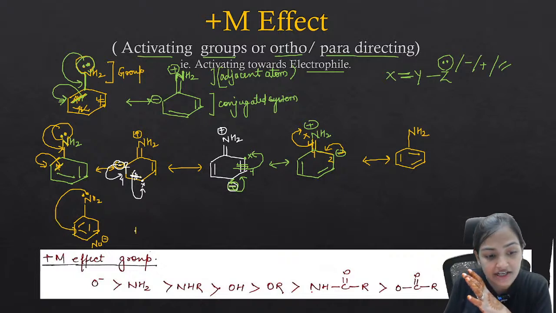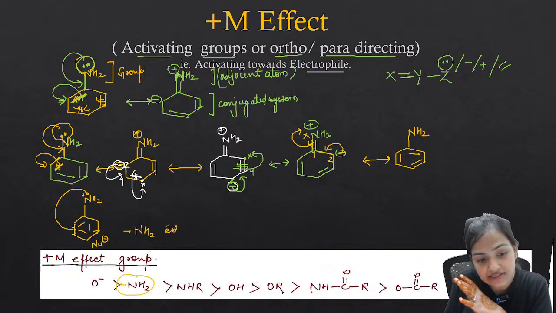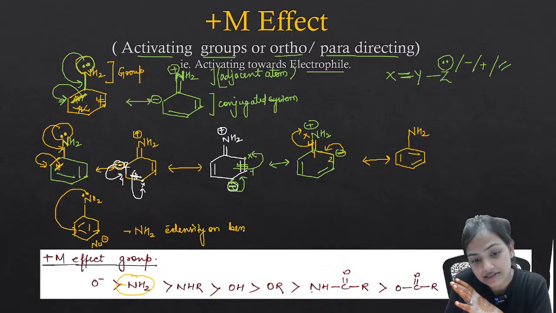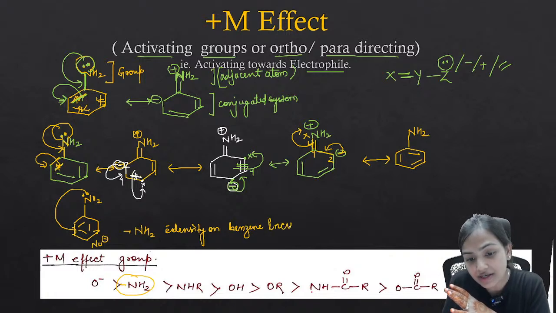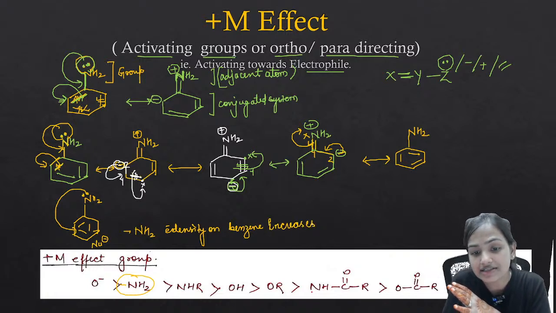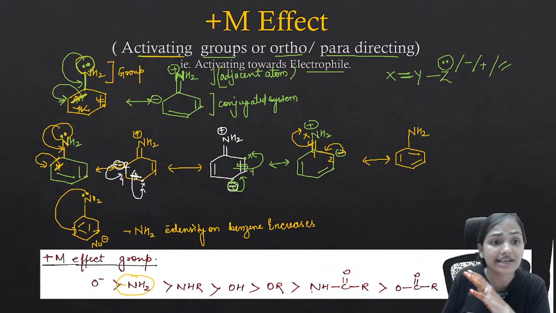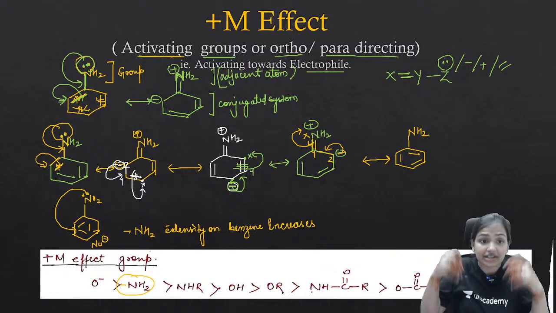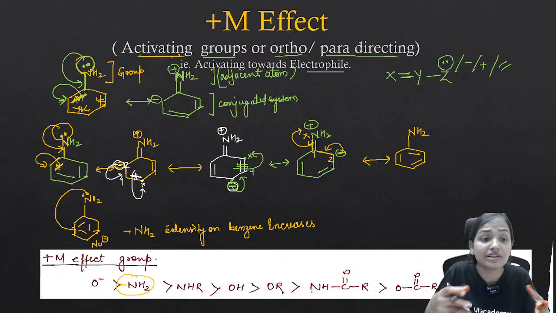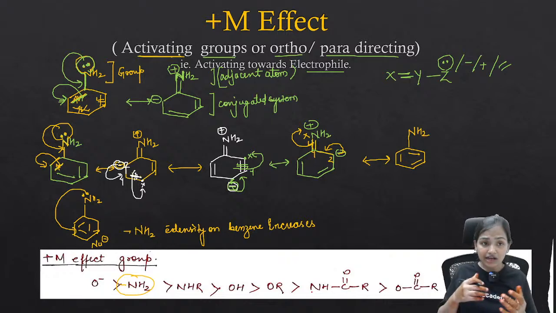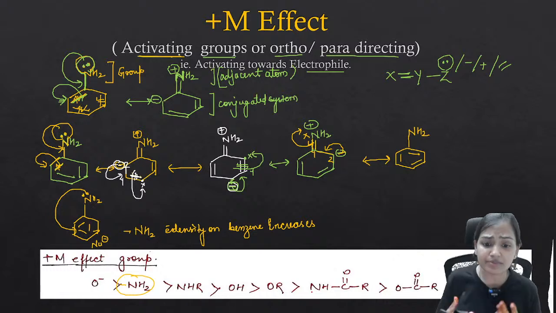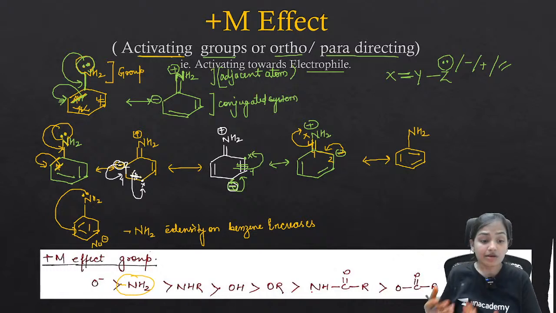So because of this NH2 group, I can say that the electron density on benzene increases. So if the electron density on benzene increases, then what can happen? This would be known as the activating group. Means we would say that this is an activating group, this is activating our nucleophile, this is activating our benzene ring. So now the question is, this is activating our benzene ring, but towards what?